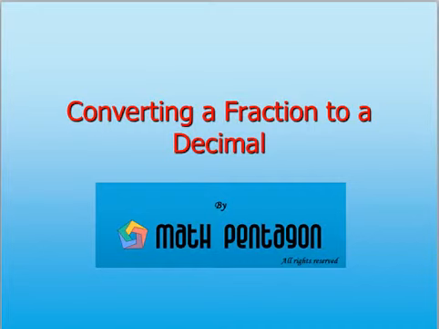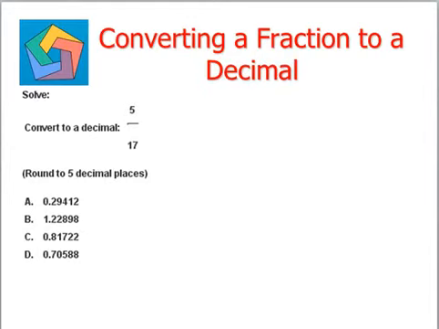Let's look at some questions to understand how to convert a fraction into a decimal. The first one says convert to a decimal, and we are given the fraction 5 over 17. It says round to 5 decimal places. Now 5 over 17 is nothing but 5 divided by 17.